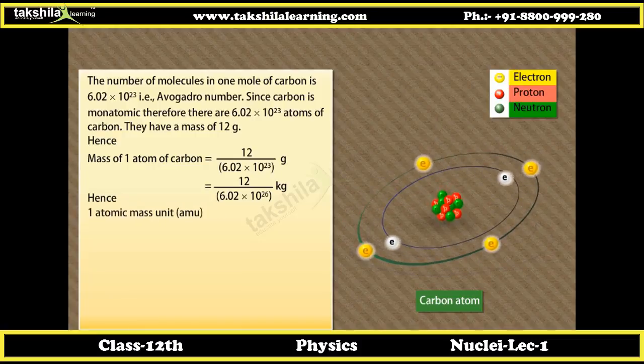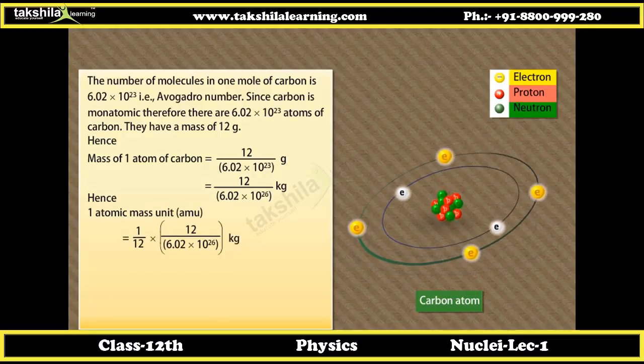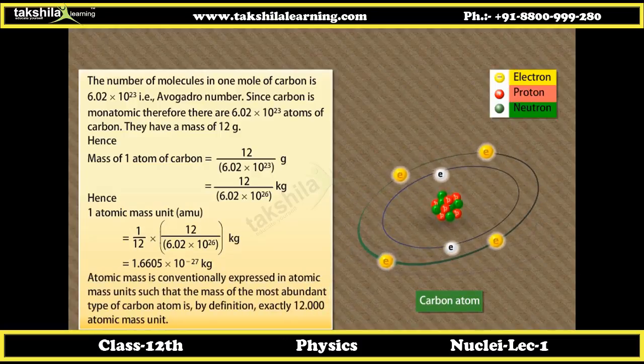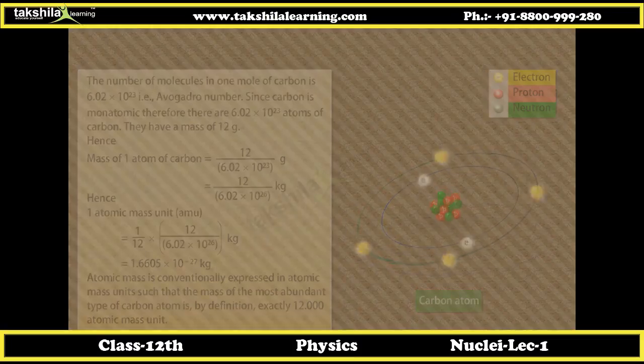Hence, 1 atomic mass unit, AMU, is equal to 1 by 12 into 12 by 6.02 into 10 raised to the power of 26 kilogram, which is equal to 1.6605 into 10 raised to the power minus 27 kilogram. Atomic mass is conventionally expressed in atomic mass units, such that the mass of the most abundant type of carbon atom is, by definition, exactly 12 atomic mass unit.